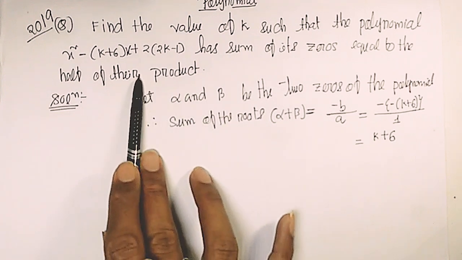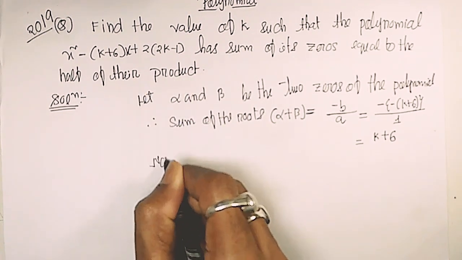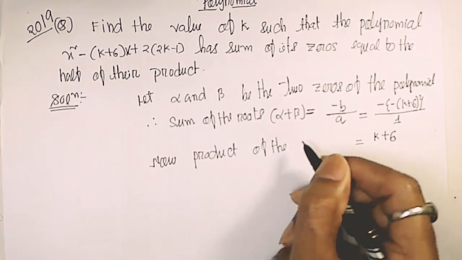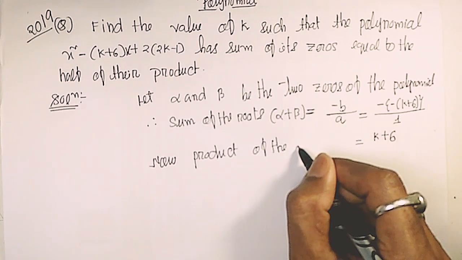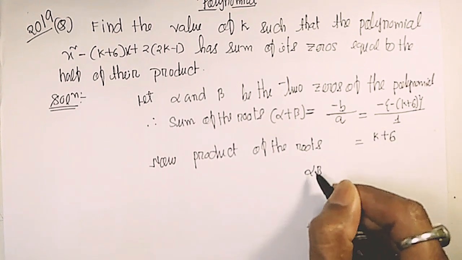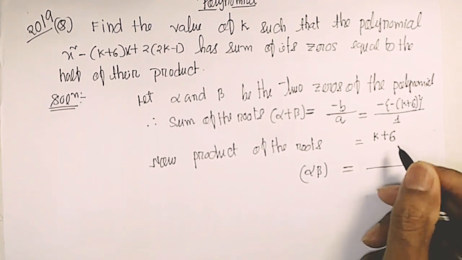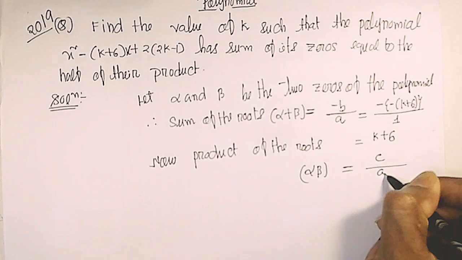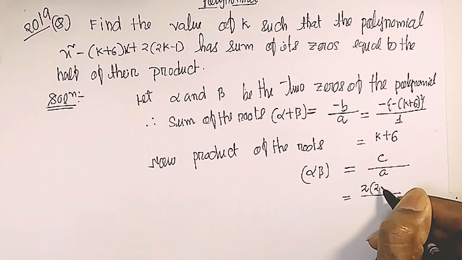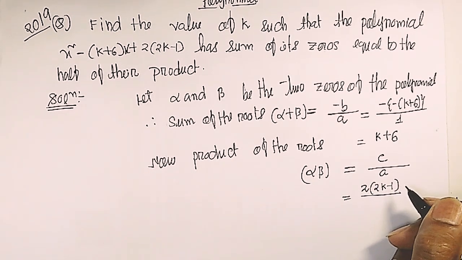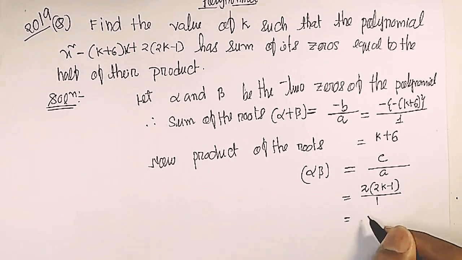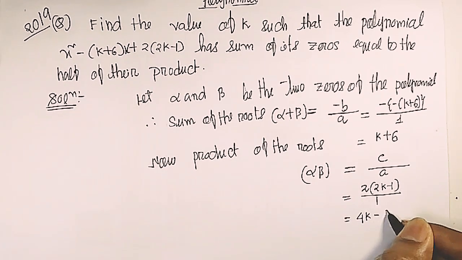Now we need to find out the product of the zeros or roots. The product of the roots is represented by alpha into beta, and the product of the two roots we know is c by a. c means the constant term. So what is the constant term here? 2 into (2k minus 1), and a is 1. So 2 twos are 4k minus 2.